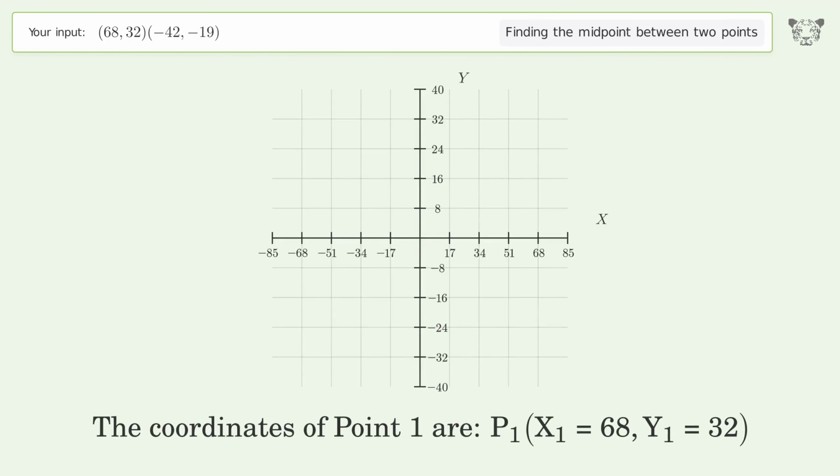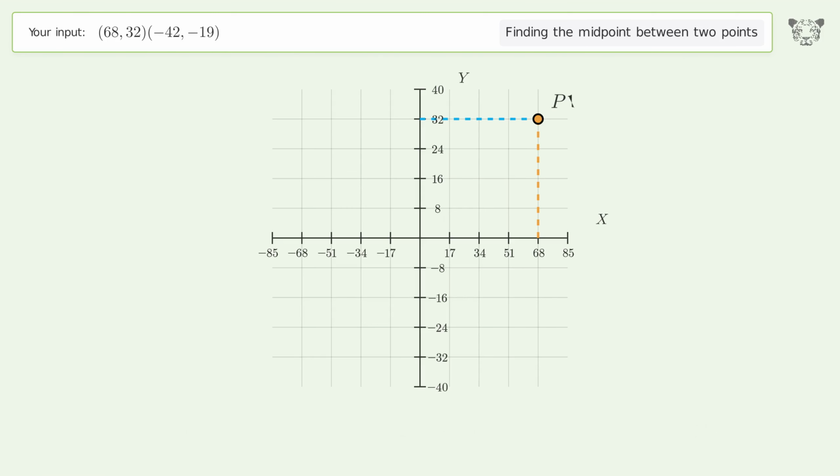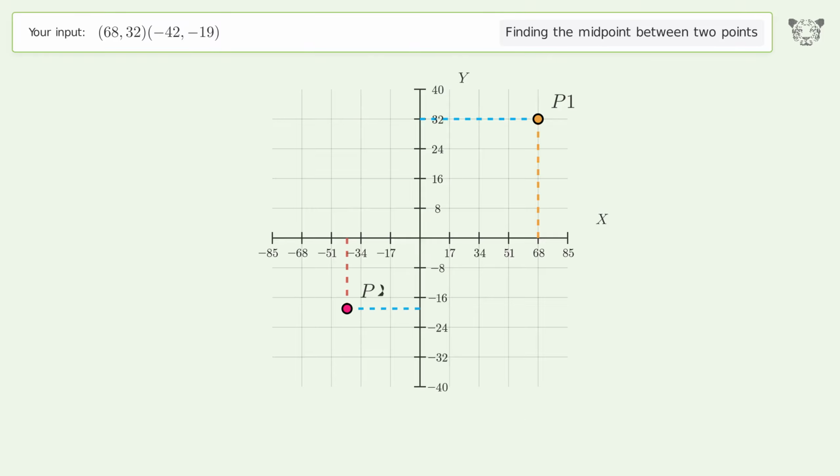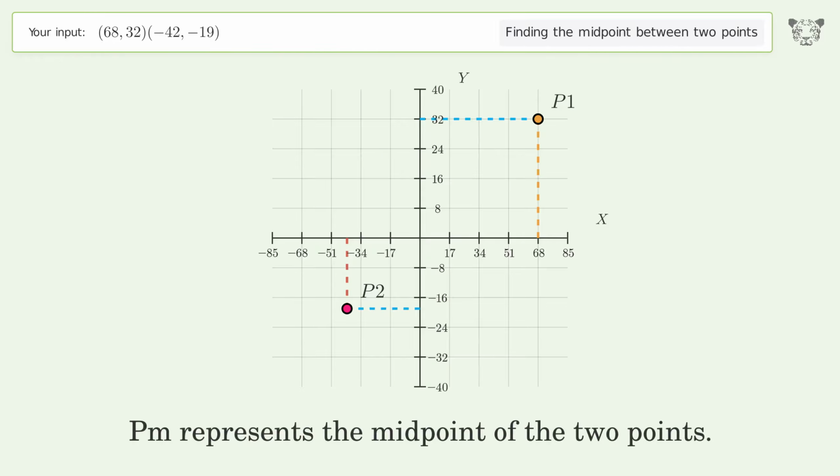The coordinates of point 1 are, x1 equals 68, y1 equals 32. The coordinates of point 2 are, x2 equals negative 42, y2 equals negative 19. PM represents the midpoint of the 2 points.